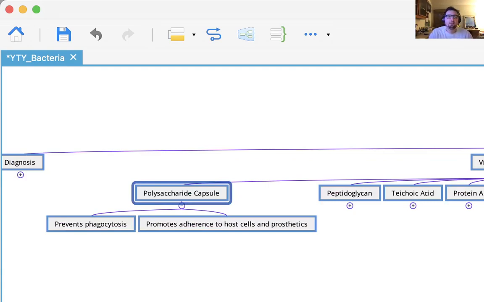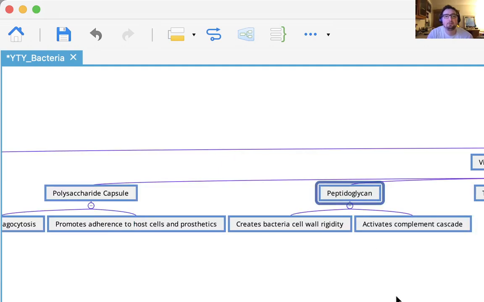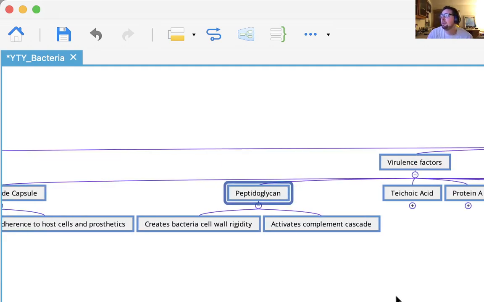The polysaccharide capsule is there to prevent phagocytosis. It promotes adherence to host cells and prosthetics. Think in particular prosthetic valves. Next, you have peptidoglycan. Peptidoglycan is important in creating bacterial cell wall rigidity. It also activates the complement cascade.